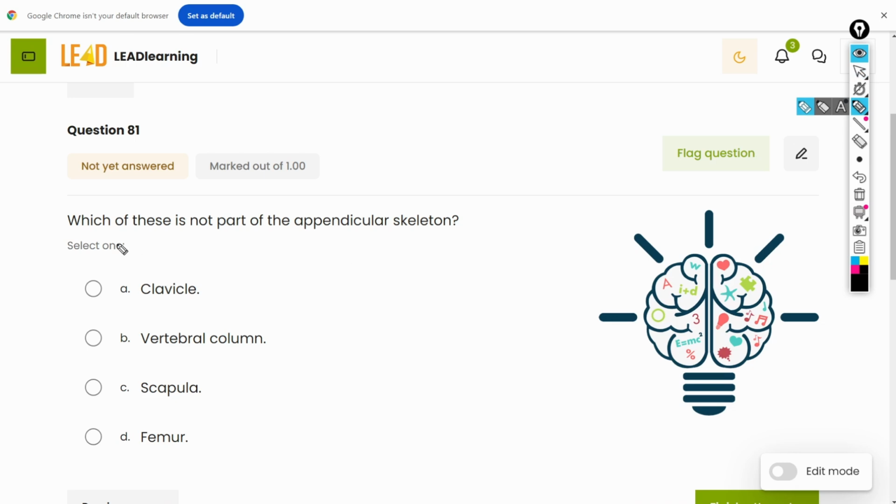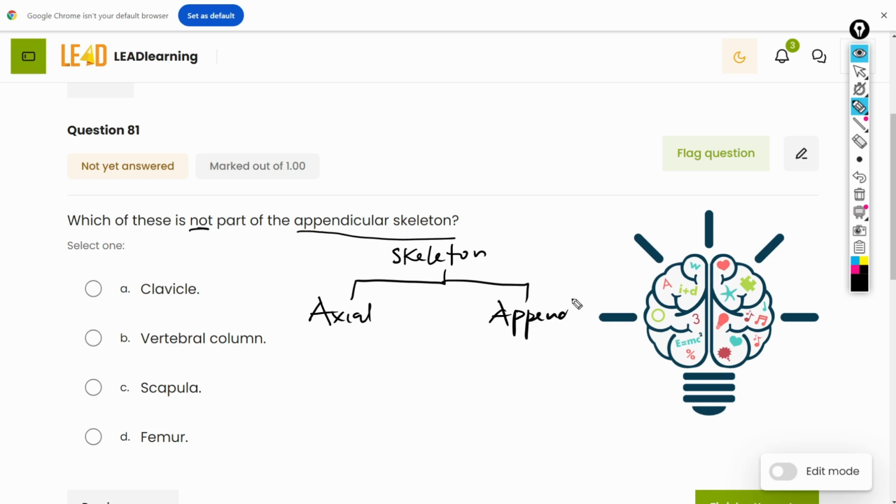Question 81. Which of these is not a part of the appendicular skeleton? So the human skeleton is divided into 2 divisions, the axial skeleton and the appendicular skeleton. The axial skeleton is made up of the skull, the vertebral column or the backbone, and then the sternum or the breastbone and the rib cage.